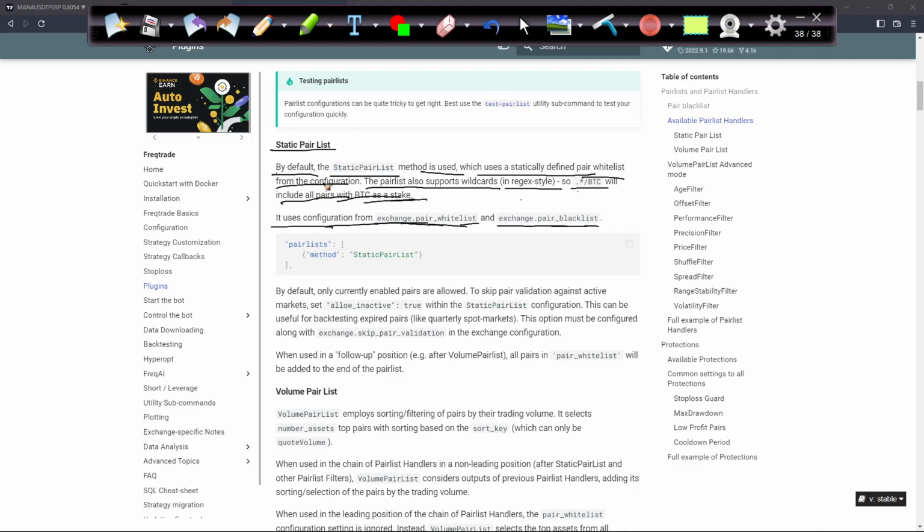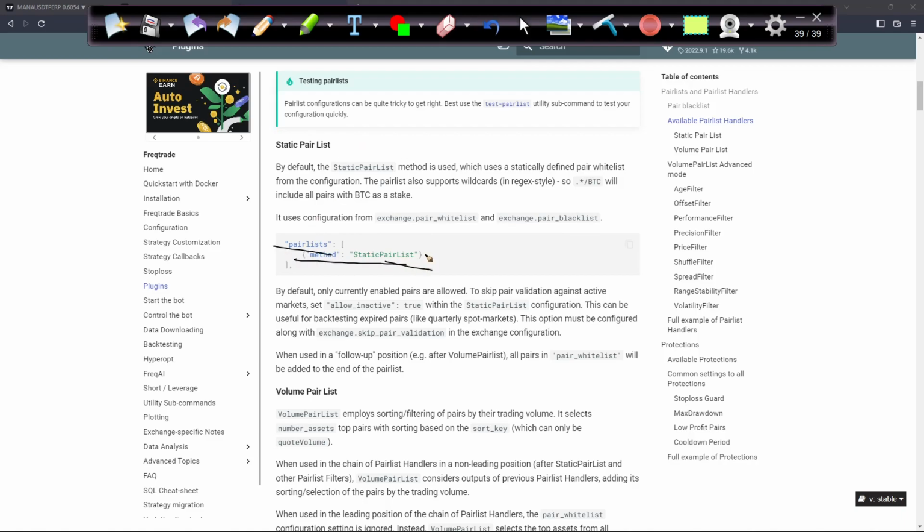All right, so it will basically get all the pairs which end with BTC and which are in the pair whitelist and not in the blacklist. And if it is in the pair whitelist and it is on the blacklist, then it will remove that pair. So yeah, now we have this pair list, which is the method static pair list.